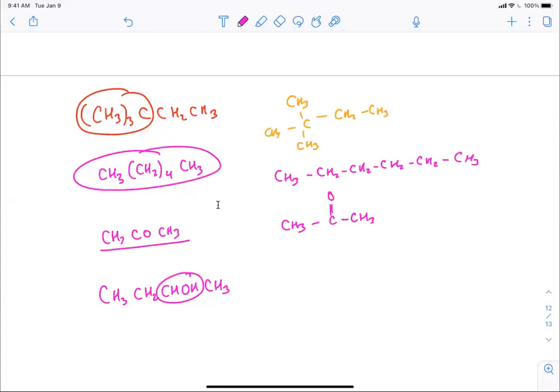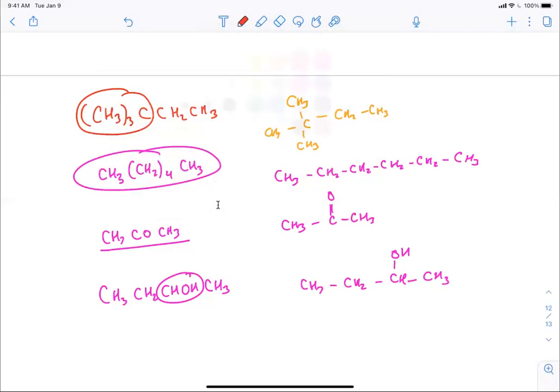You've got to really pay attention to how many hydrogens are on each carbon, because that will help you figure out where things belong. Because if you see CH3, CH2, CH, CH3, well, the only one that's missing something is this one. So it looks like this.